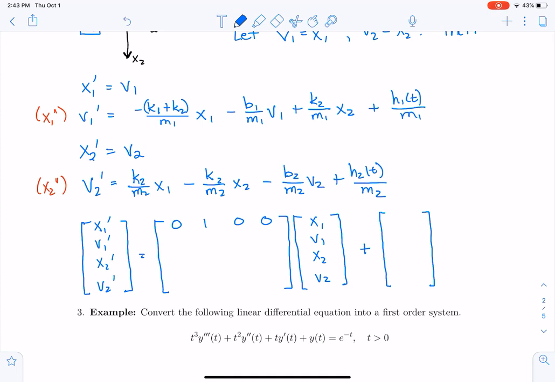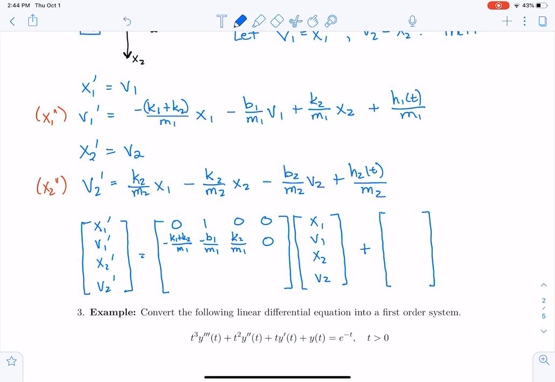For the v1 equation, our coefficient of x1 is going to be negative (k1 plus k2) over m1. The coefficient of v1 is going to be minus b1 over m1. The coefficient of x2 is going to be k2 over m1. And there is no coefficient of v2 in that equation.